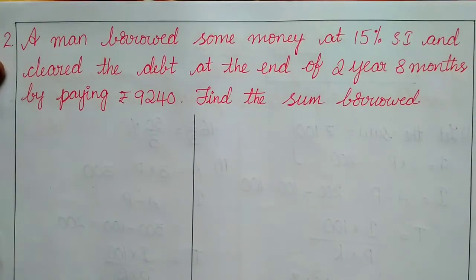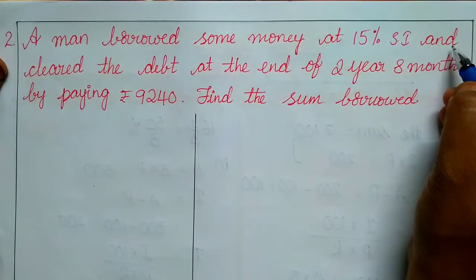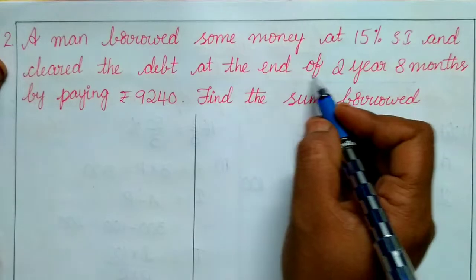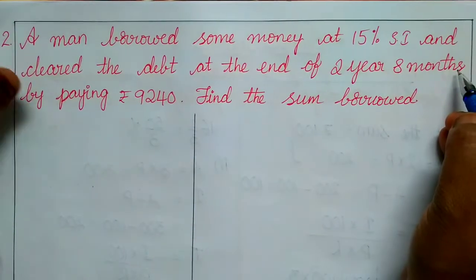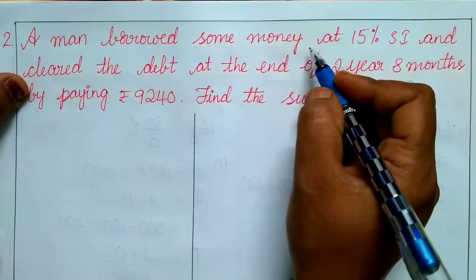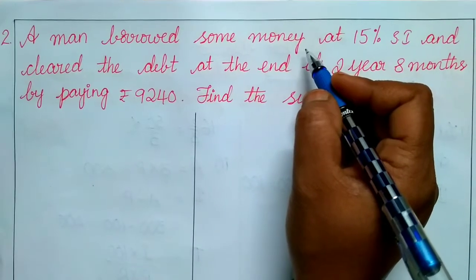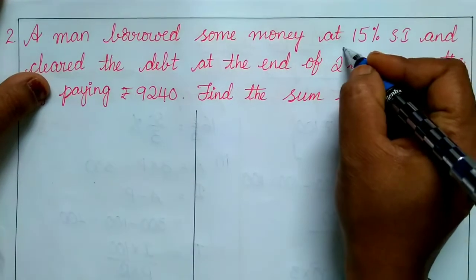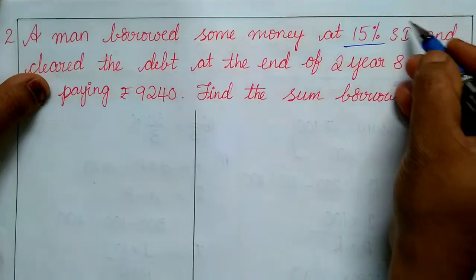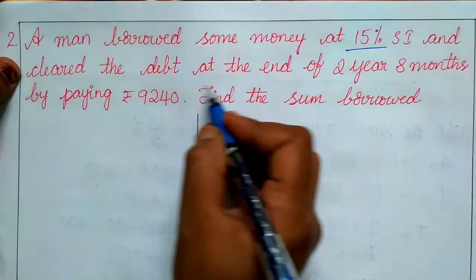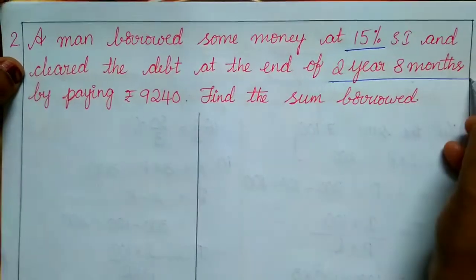A man borrowed some money at 15% simple interest and cleared the debt at the end of 2 years 8 months. So how much amount he borrowed? That is called the principal, but we don't know what that amount is. So at a rate of 15% simple interest, he cleared the debt at the end of 2 years 8 months.